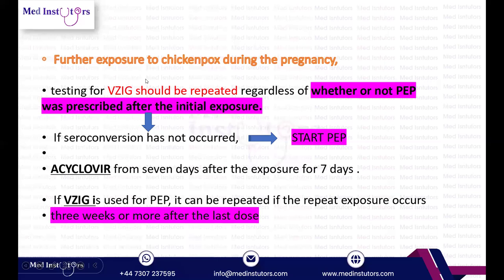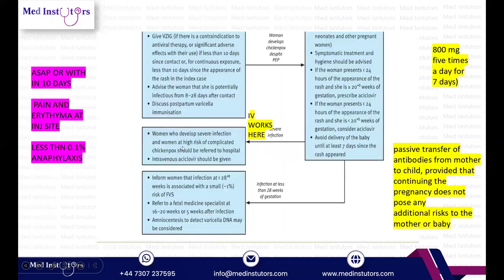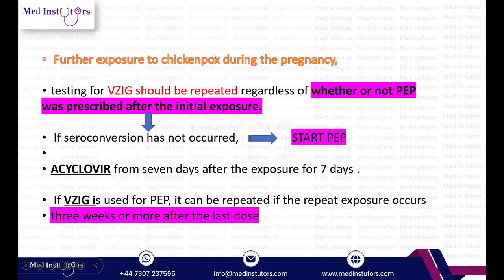But here another slide comes: what happens when a further exposure to chickenpox occurs during pregnancy. Just understand that we are on the left side of the algorithm where the patient has been exposed and has not yet developed any infection. We have given her PAP and everything, but she has been re-exposed to the chickenpox once again. So what shall we do?